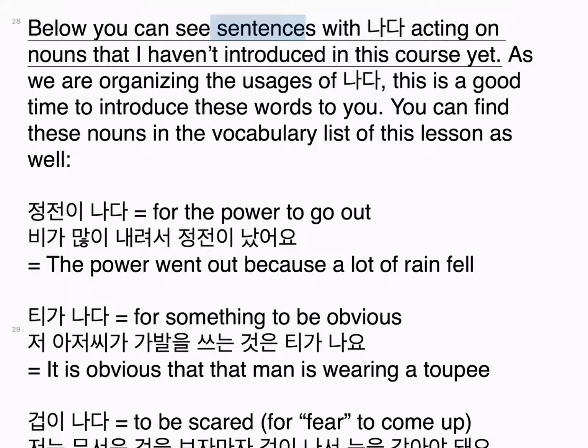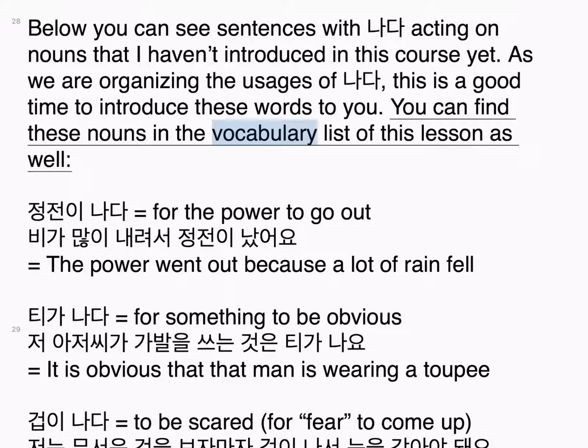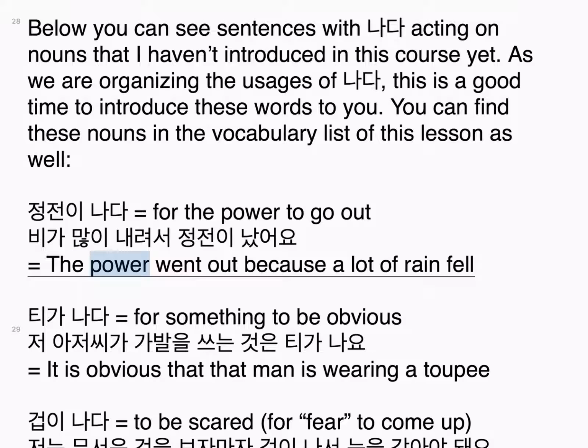Below you can see sentences with 나다 acting on nouns that I haven't introduced in this course yet, as we are organizing the usages of 나다. This is a good time to introduce these words to you. You can find these nouns in the vocabulary list of this lesson as well. 정전이 나다. For the power to go out. 비가 많이 내려서 정전이 났어요. The power went out because a lot of rain fell.